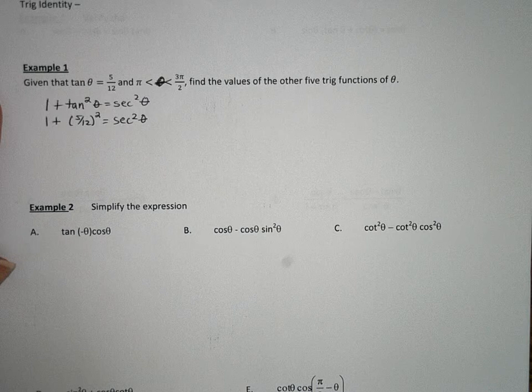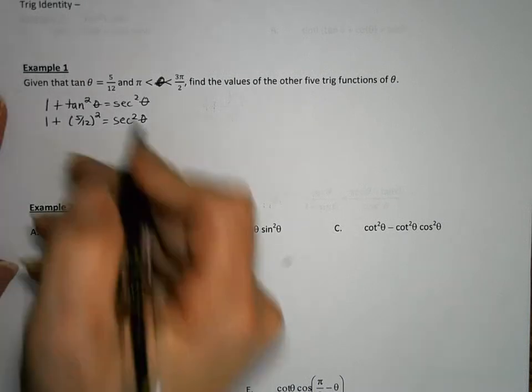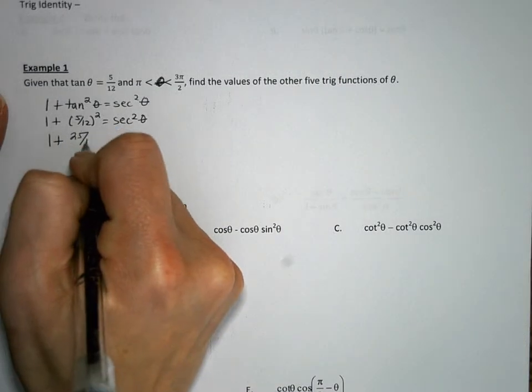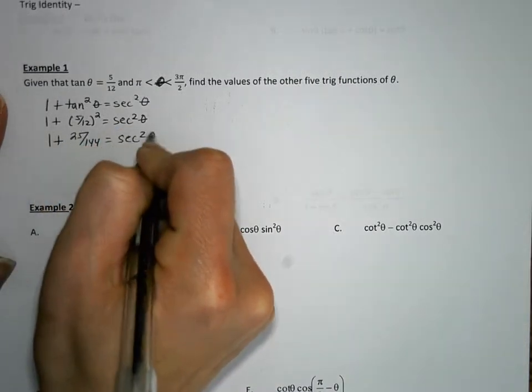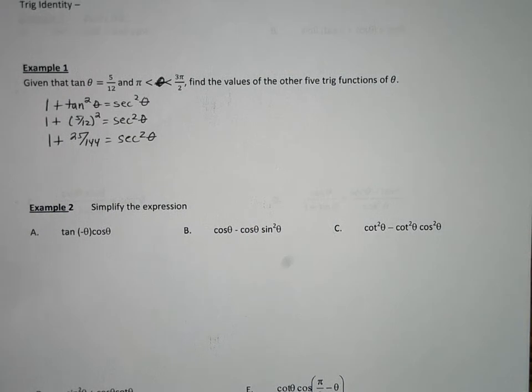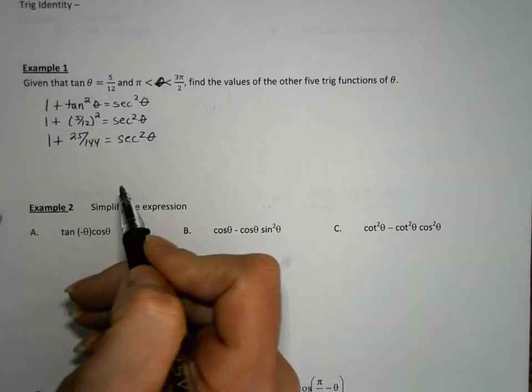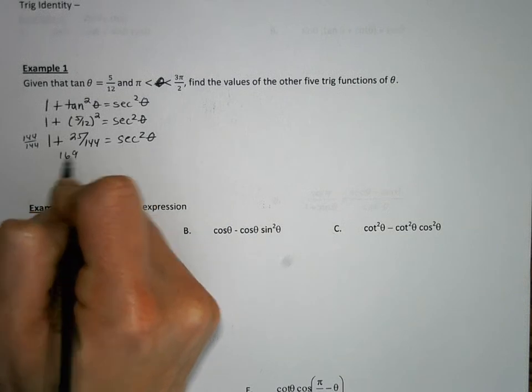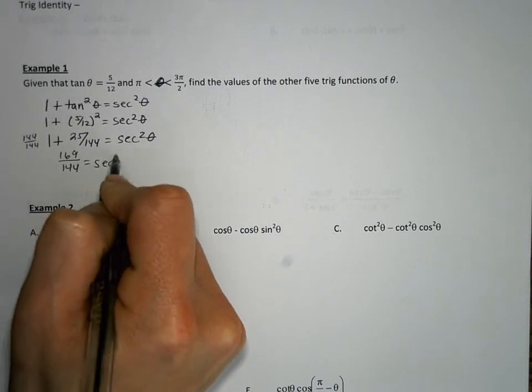Is everybody okay with me so far? All right, so 1 plus, well, 5/12 squared, 5/12 times 5/12 is going to be 25 over 144 equals secant squared. All right, any thoughts now? Really trying to get to secant. You bet. If I'm going to add 1 and 25 over 144, well, 1 is 144 over 144. So that's going to be 169 over 144 is equal to secant squared.